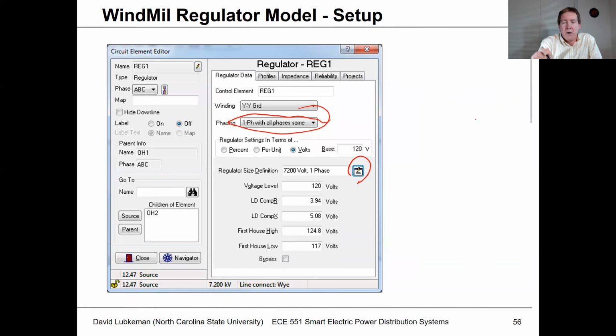EQDB. This is in my model, and note that what I'm doing in this case is this is my target voltage of 120 volts, and I have my voltage set points for the real and the reactive part of the line drop compensation. You could put a first house high in here if you want to, and they actually have something called a first house low, where you don't want the voltage to go below a certain point. We didn't really use these, but you can actually put these into the control as well. And if you want to take this out of the circuit, you could bypass it then.